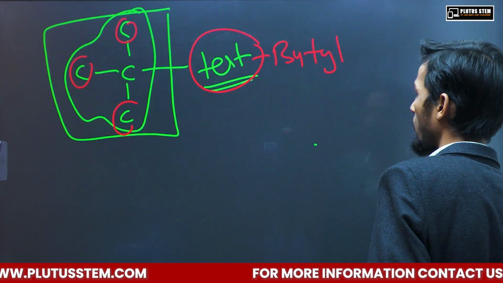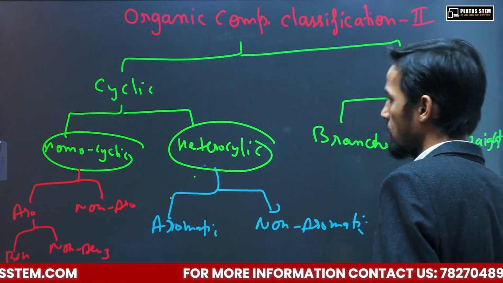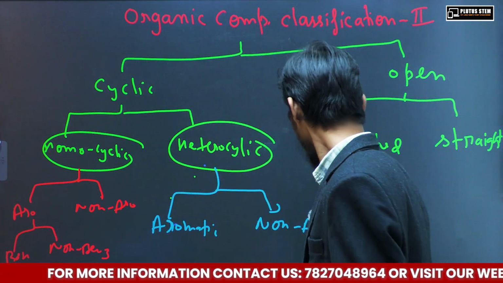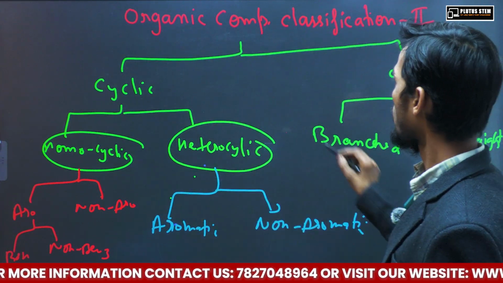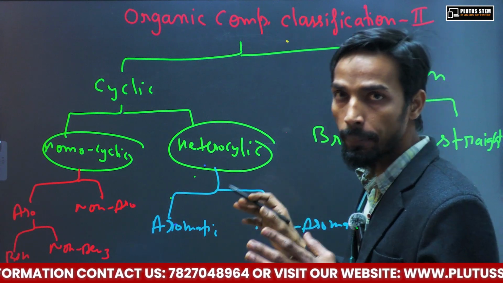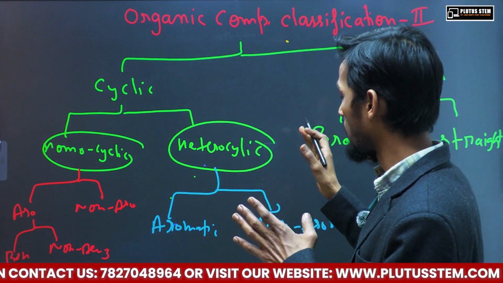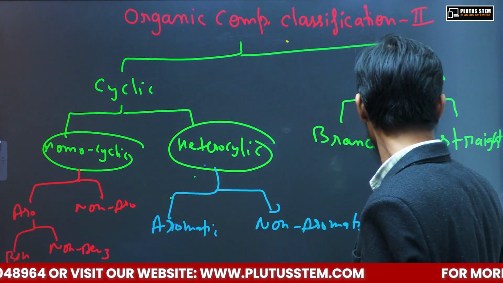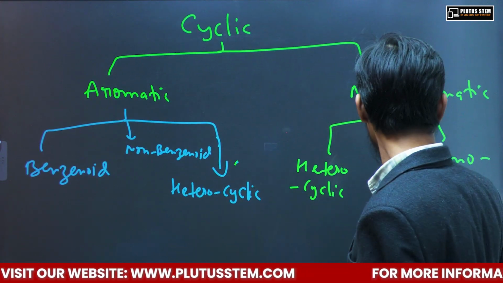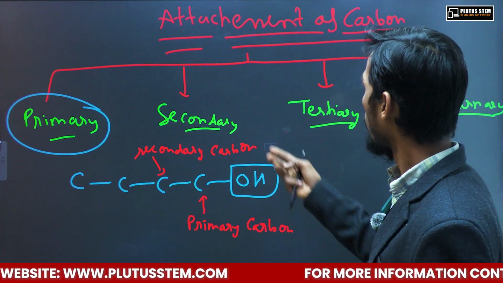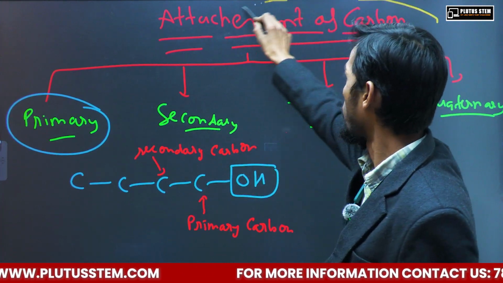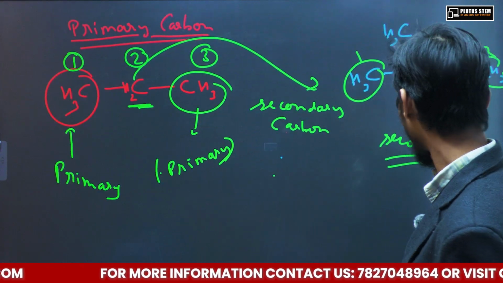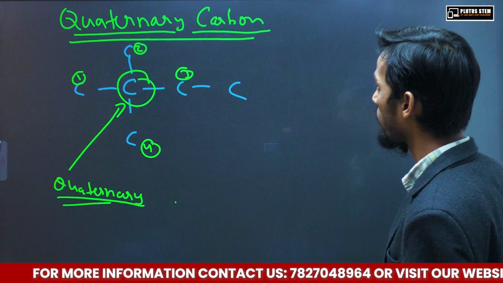In today's lecture I will give you a quick review of what we have discussed up to now. We have discussed how organic compounds can be classified on the basis of their structural formula. This was discussed in quite detail in the previous lecture. This is the two-way classification. On the basis of attachment of carbon, there are four types: primary, secondary, tertiary and quaternary. We have discussed this in quite detail.